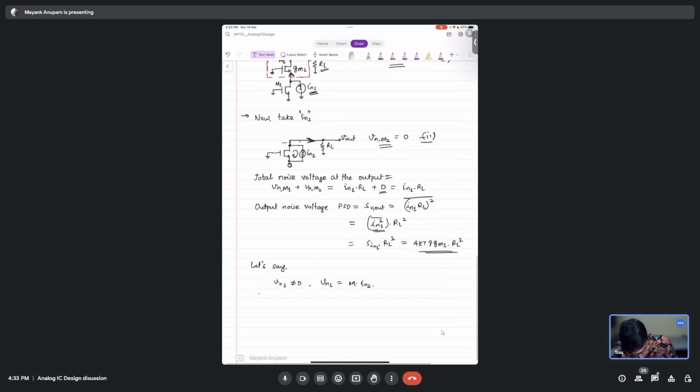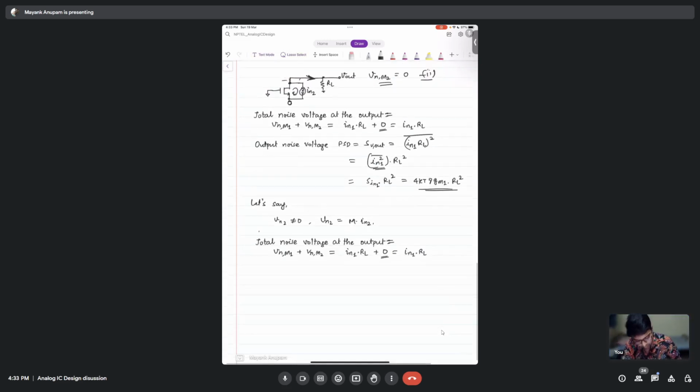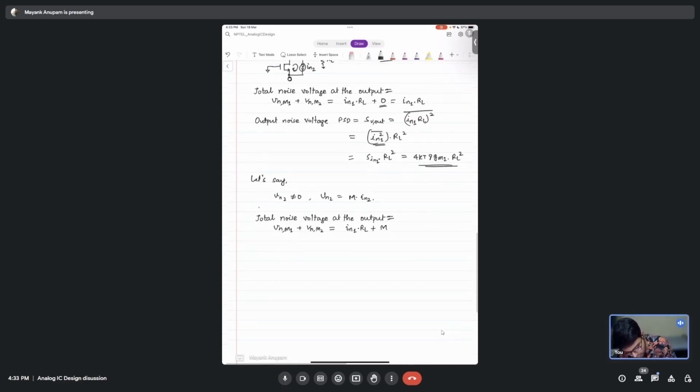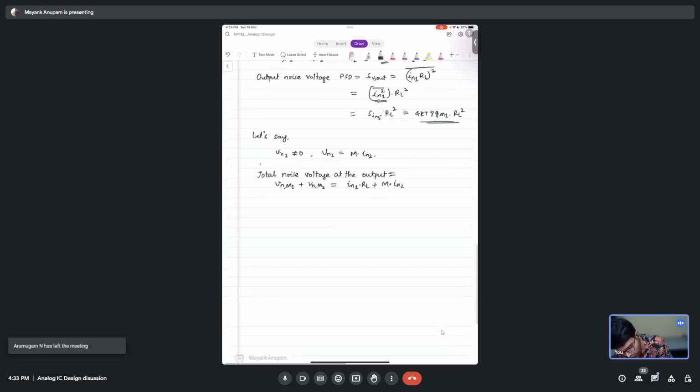Yeah, someone. We have to add the second one also. And if they're not correlated, then it would be simply, one second, hold on. So we have to add the second one. So let's say it is m times In2, okay. Now this is the total noise voltage at the output. So what is the PSD? It will be the square of that, mean square of that. But correct, if they're not correlated, then. Yeah, good. So that is what I wanted to clarify.